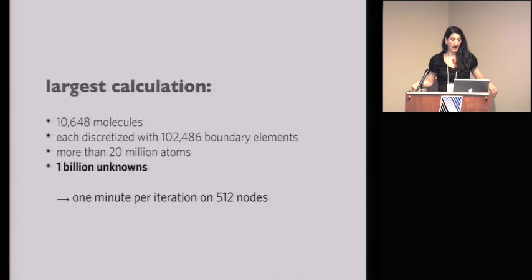That system has more than 20 million atoms. The atoms are inside each of the molecules, and 1 billion unknowns, and one evaluation of the whole electrostatics field was obtained in 1 minute on 512 nodes. One minute, that's the FMM evaluation. Now the FMM evaluation is done inside a GMRES solver, so that's why it says per iteration. We're accelerating the dense matrix-vector multiplication that exists inside the GMRES solver, so we have to do many iterations of that. So 1 minute per iteration on 512 nodes, but we get a converged result in about 30 iterations. So that's the largest calculation.